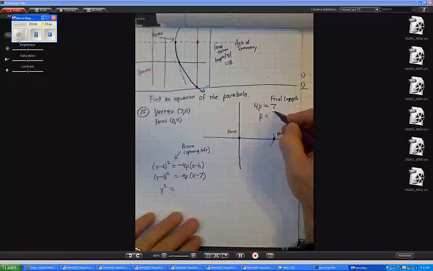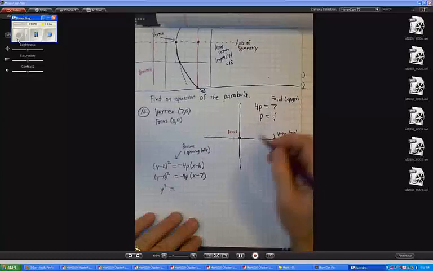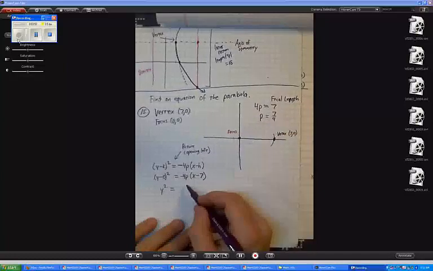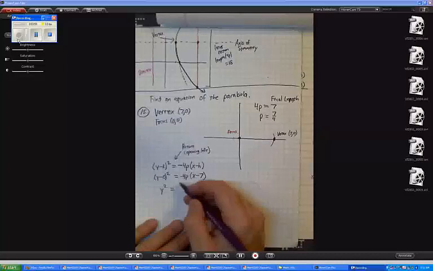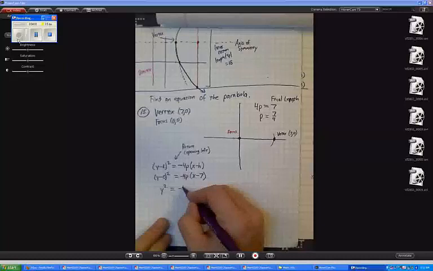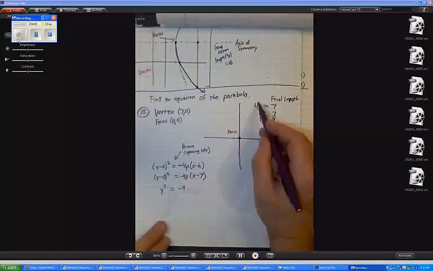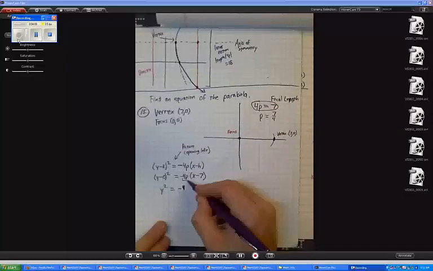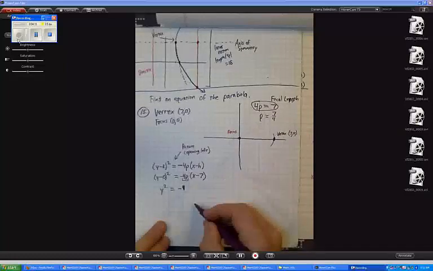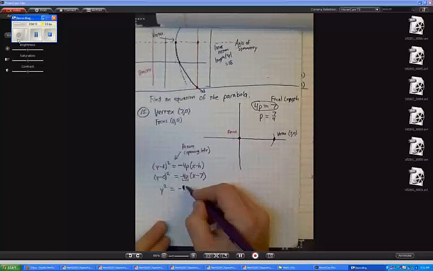7/4, and so I get, let's see, y squared equals negative 4. Well, why even do it that way? Once I know that 4p is equal to 7, where it used to say 4p, what can I write? 7. Negative 7.